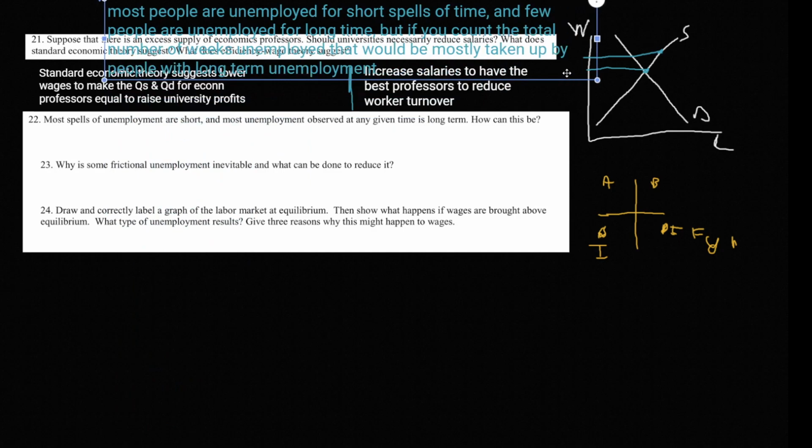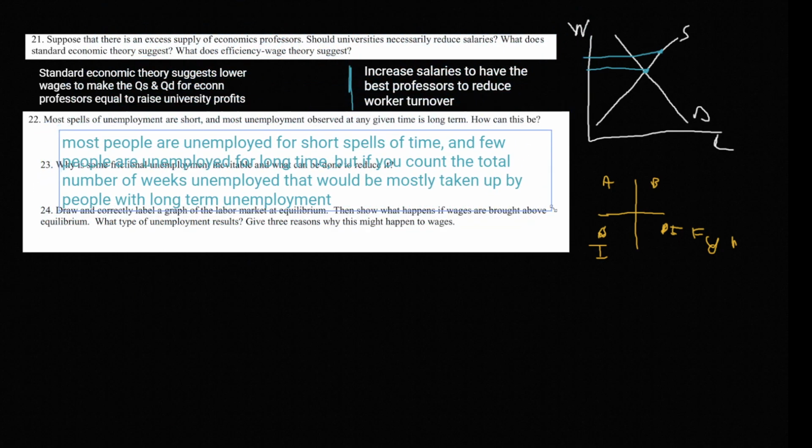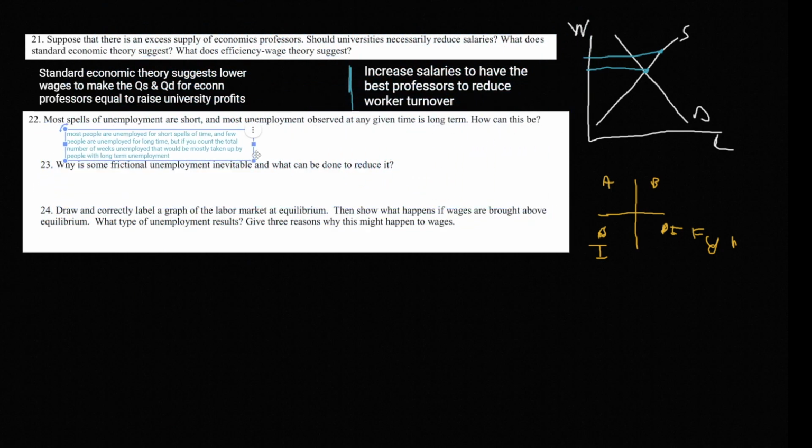So most people are unemployed for short periods of time. So person G through beta, short periods of unemployment.